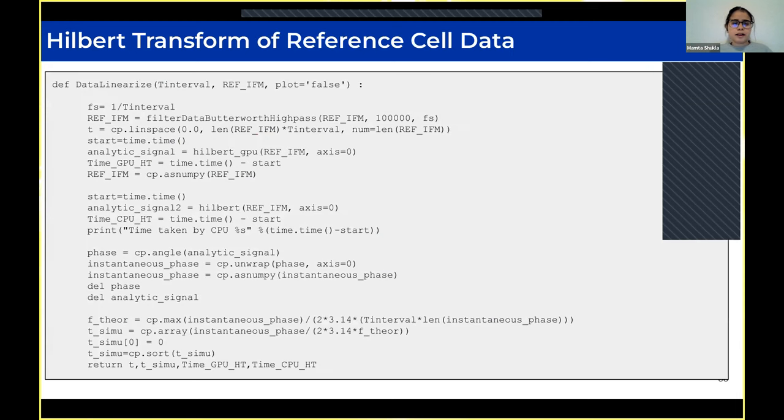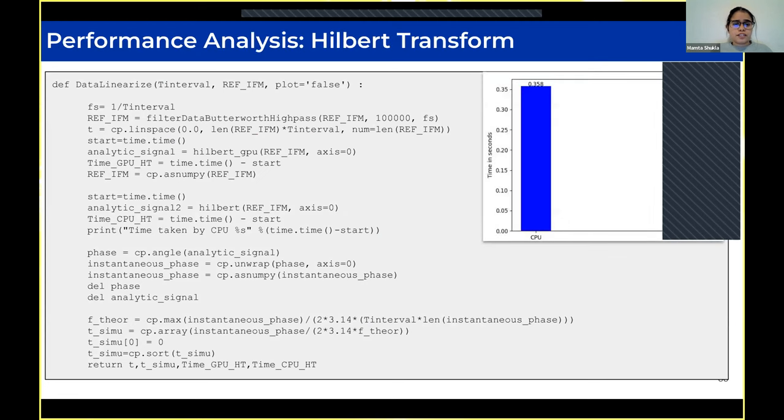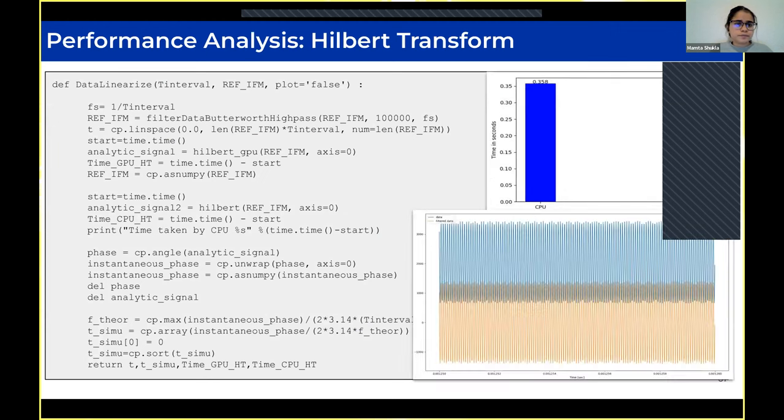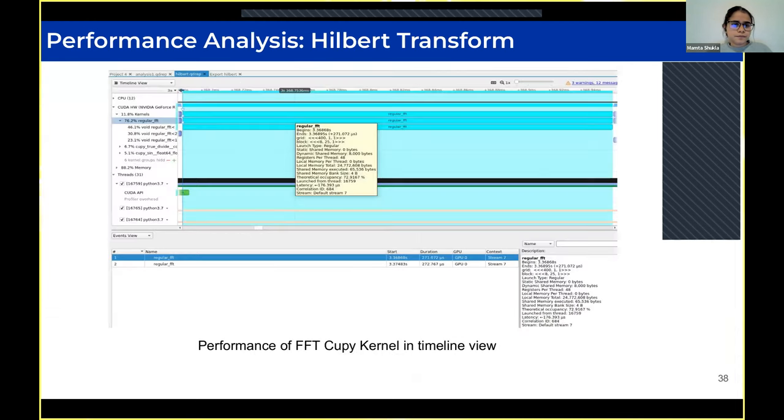So this is how the performance of the Hilbert transform was compared, where I compared the timing of the implementation on GPU and the timing on CPU. And it's drastically different, specifically because of the fast implementation of the fast Fourier transform. And here you can see one example where there is a phase change after the Hilbert transform. It is completely 90 degrees out of phase with the other signal.